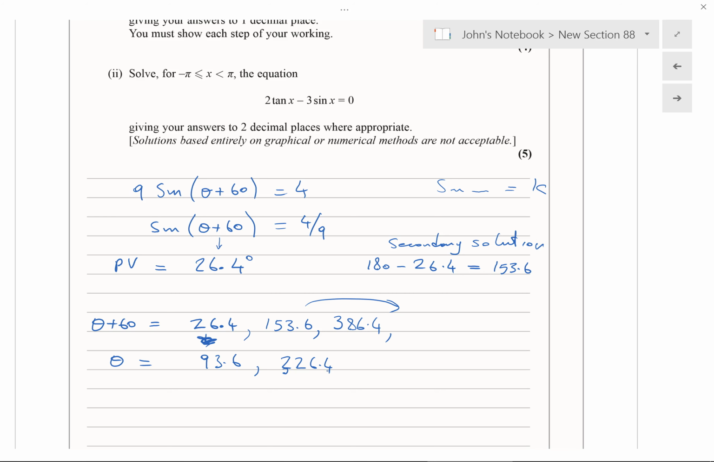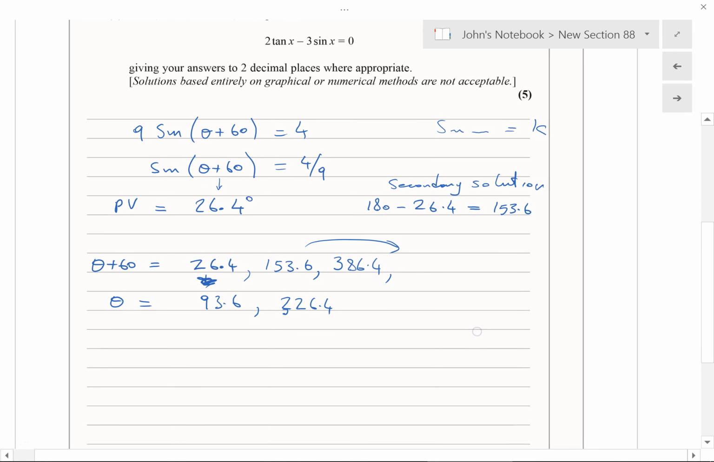That's that one done. Right, now the next one is a little bit more tricky, I think. We've got part B: 2 tan x minus 3 sin x equals 0. So we need to use identities. Tan x is sin x over cos x. So that gives me 2 sin x over cos x minus 3 sin x equals 0.